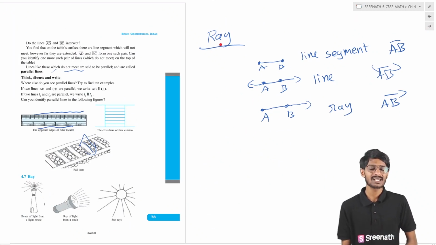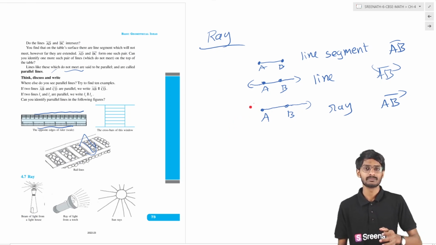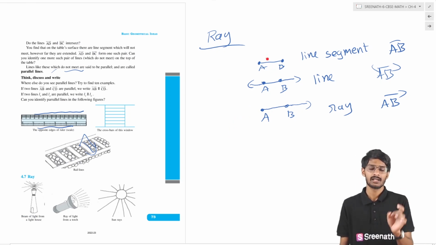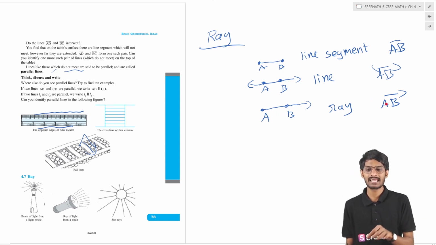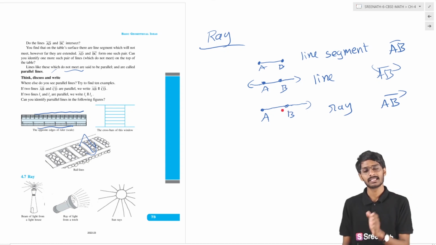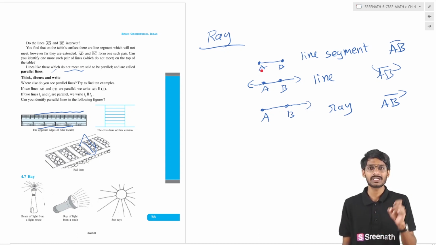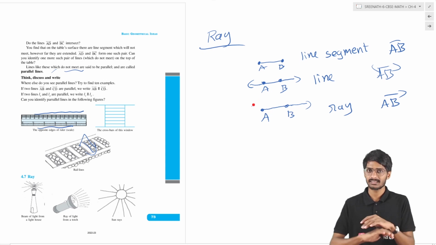Next thing. Then what is a ray, students? A line segment has endpoints on both sides. For a line there will be no endpoints, but for a ray there will be one endpoint, and we call that the starting point. On one side there is a starting point, and on the other side there is no endpoint, it goes on increasing. So we represent a ray like this. A line segment has both endpoints, a line has no endpoints, and we represent them like this, friends.